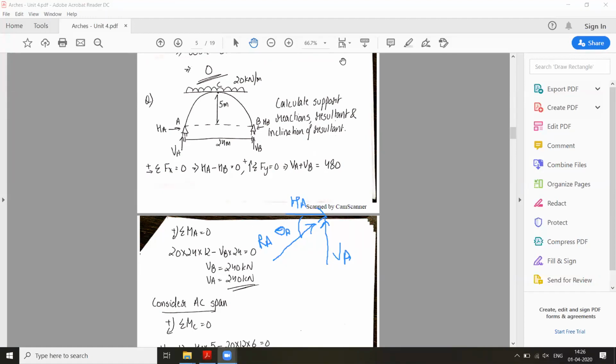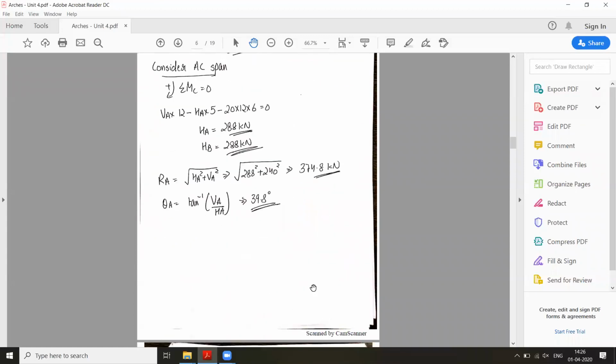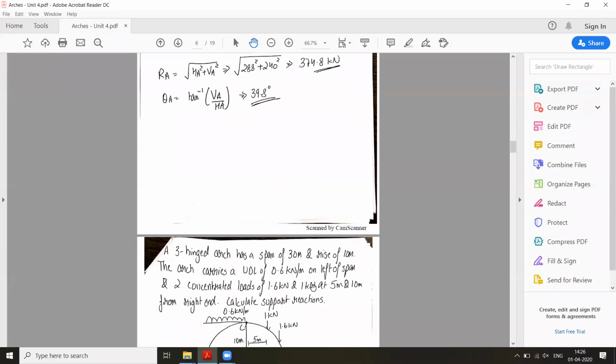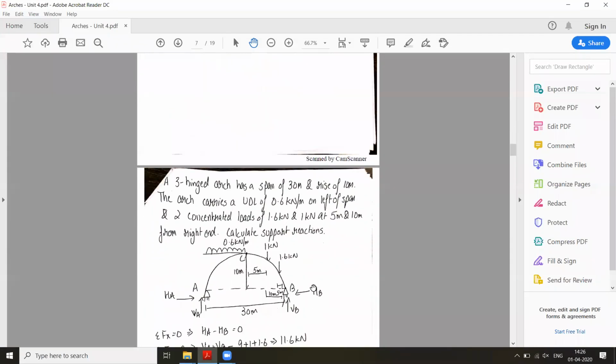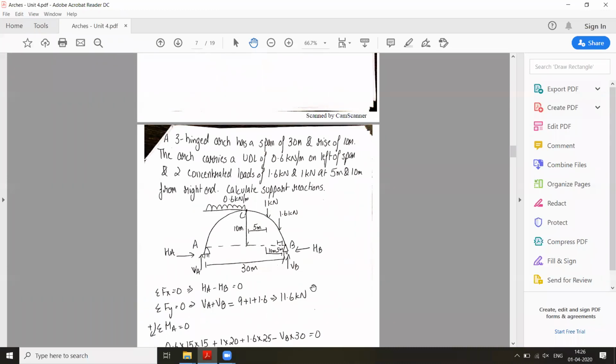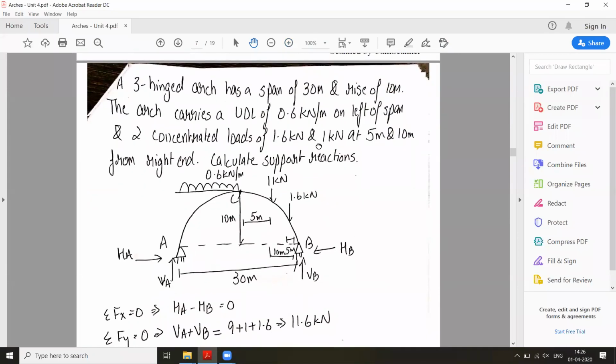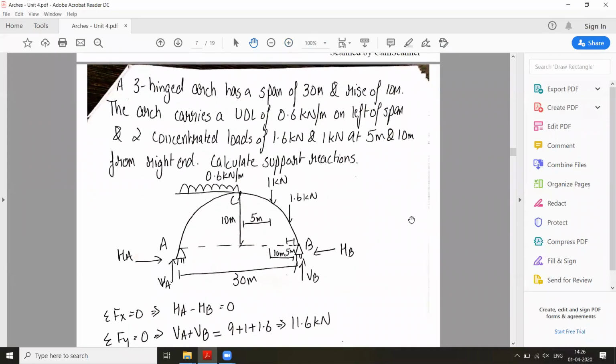Okay. So we will move on to the next numerical now. In this problem, you only have to calculate the support reactions and the value of the resultant and the inclination of the resultant. Now let us see the next problem. So in this next problem, you can see the loading has changed now. There is different load here.